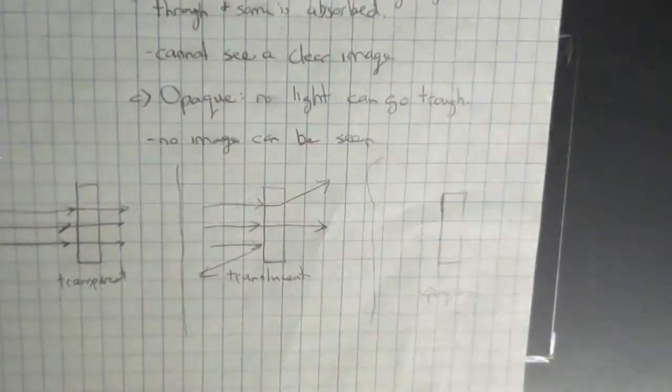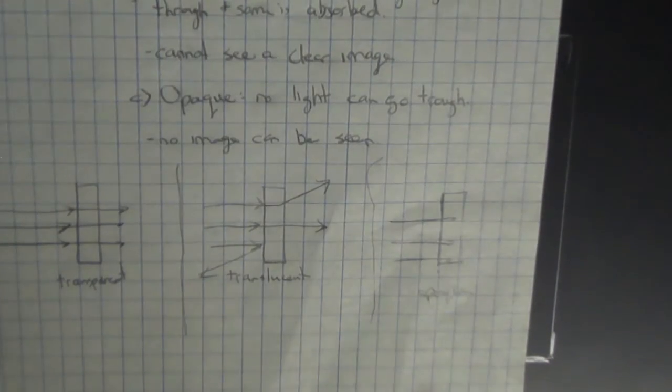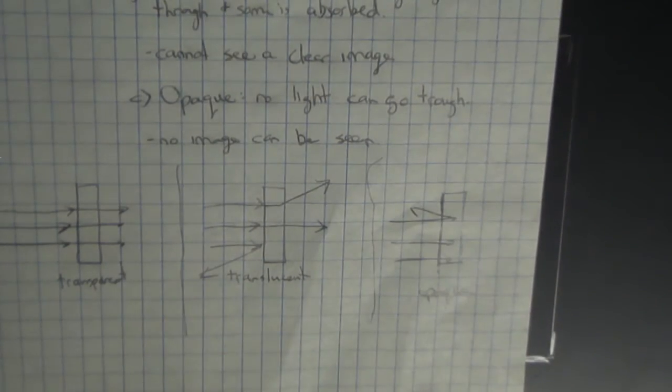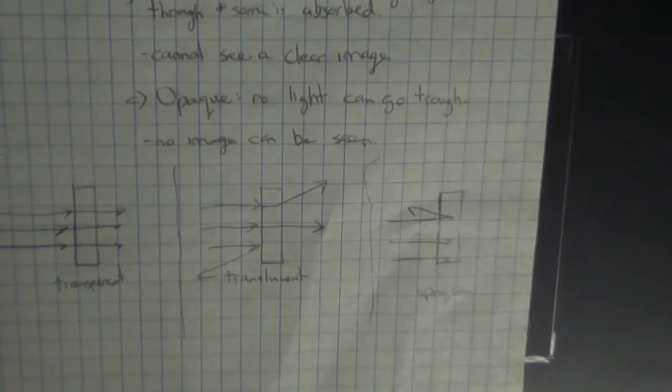On my last one, I'll put another block in here like this. And this is going to be opaque. I'm going to have three rays coming in. How many are going to get through? None of them will get through. Some might bounce back. We might see a reflection, but none will go through. So that's what happens when light encounters objects.